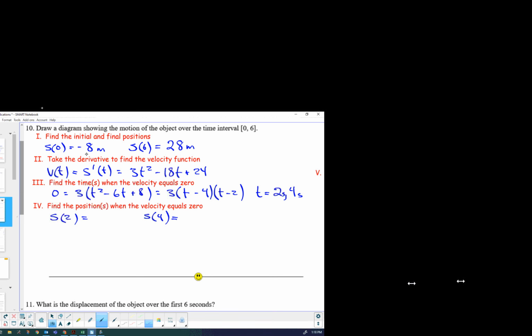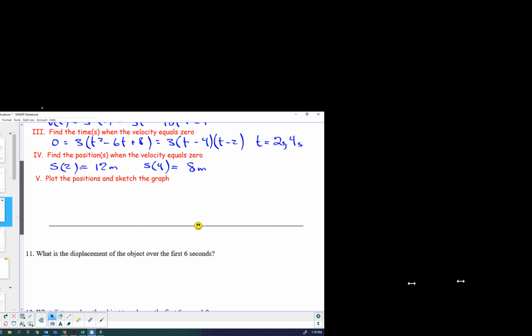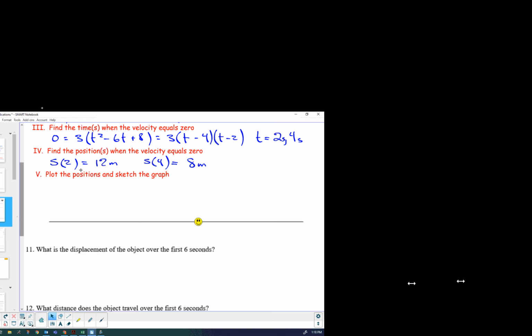At 2 seconds, what's our position? So then we're ready to sketch our graph. So now I do know that... and they're somewhere over here. Your scale does not have to be exact.